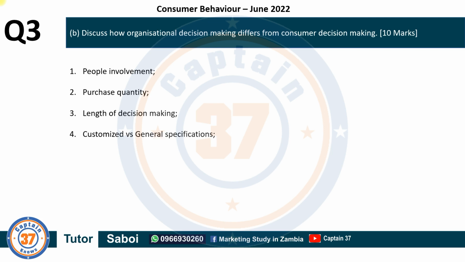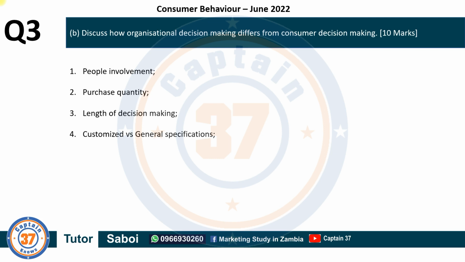Number 4, customization versus general specifications. In most cases, organizations may need products that meet specific specifications that they would have come up with. This does not apply with individual consumers. With individual consumers, a laptop is just a laptop. But with organizational customers, they may want laptops which meet specific specifications.